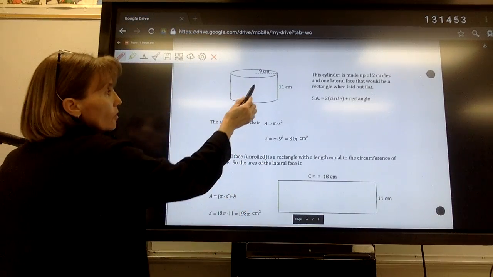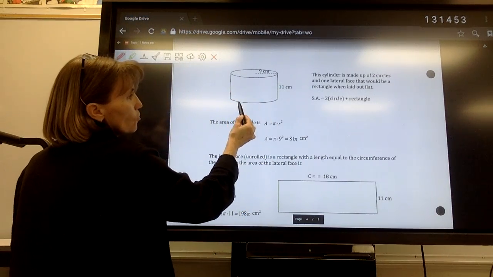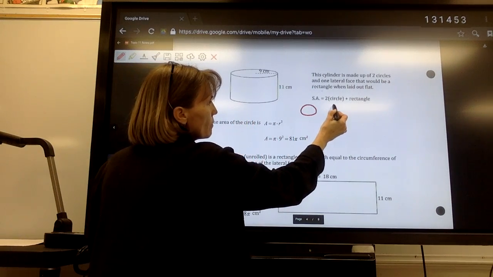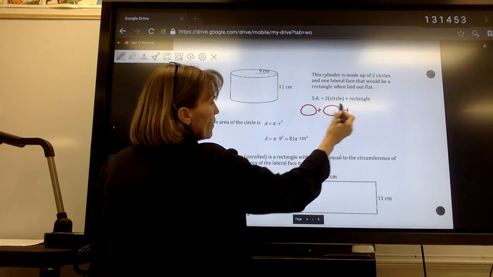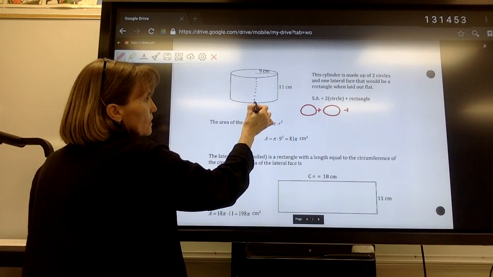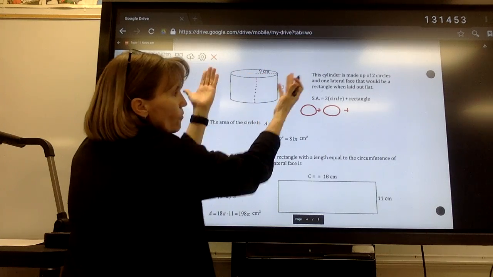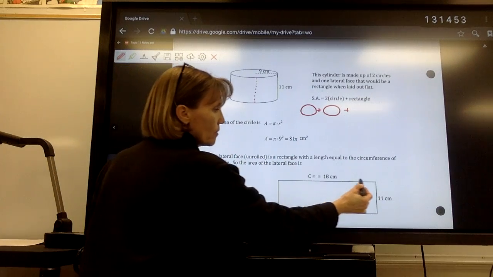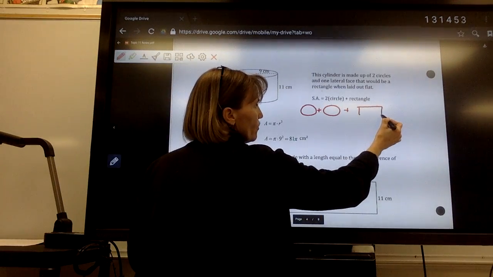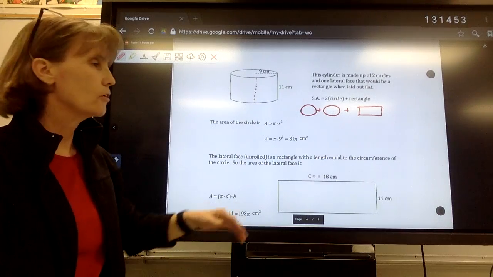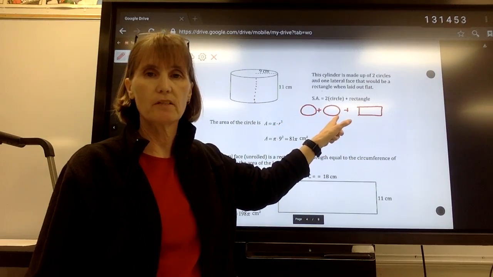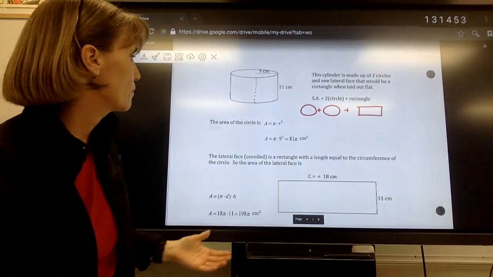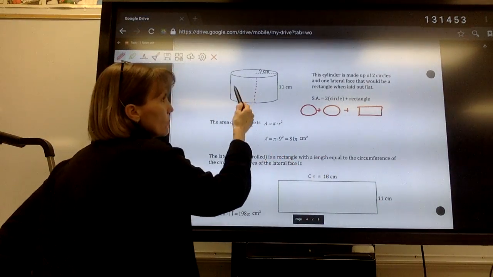So you can see in a cylinder, we've got a circle on the top, and you're going to have the same circle on the bottom. So if I were to pull this can apart, you would see a circle on the top, a circle on the bottom, and then if I were to cut this along the side and take that lateral surface and just lay it out flat, what shape would it be in? Okay, you're right, it would be in the shape of a rectangle. So when you find the surface area of a cylinder, you're going to have two circles, the top and the bottom, and you're going to have one rectangle, if you took that lateral surface and laid it out flat.